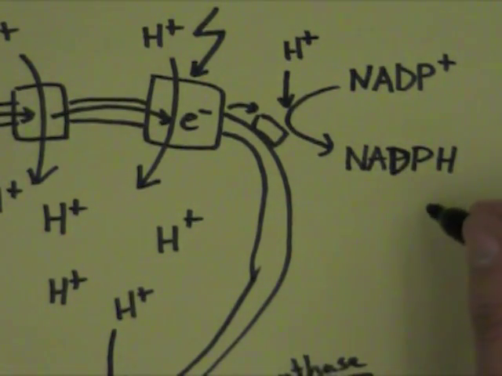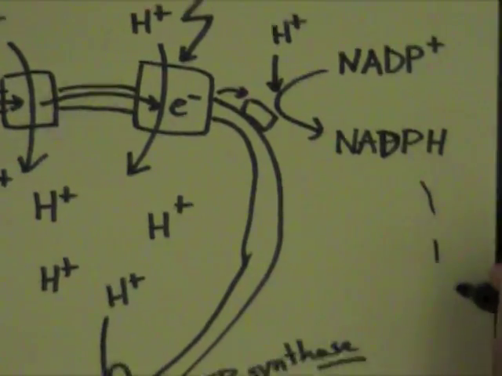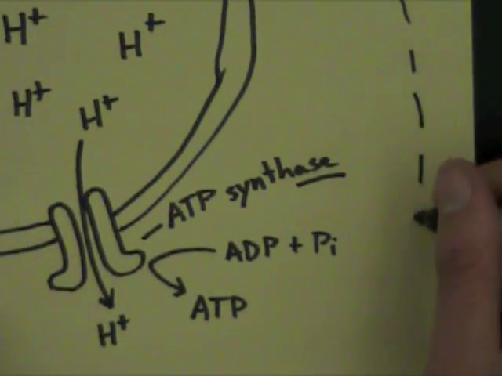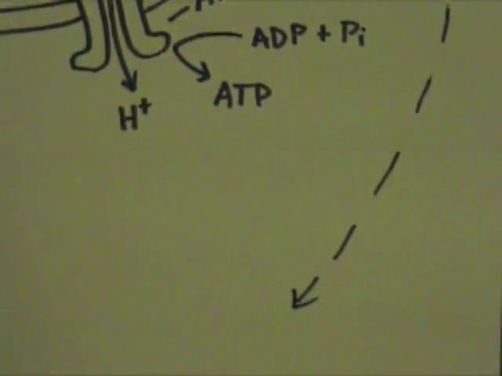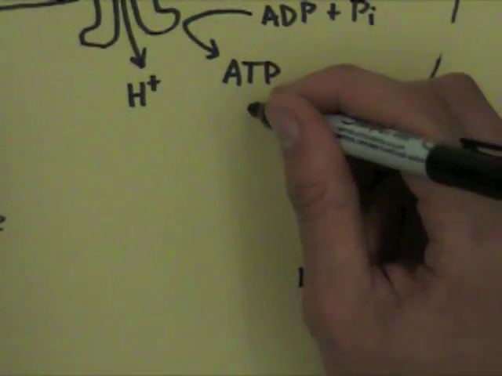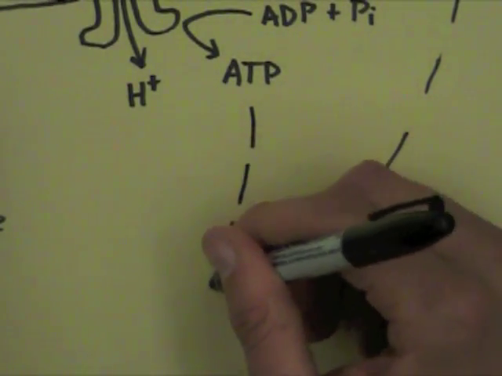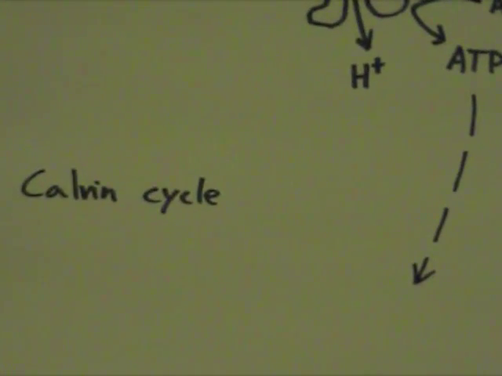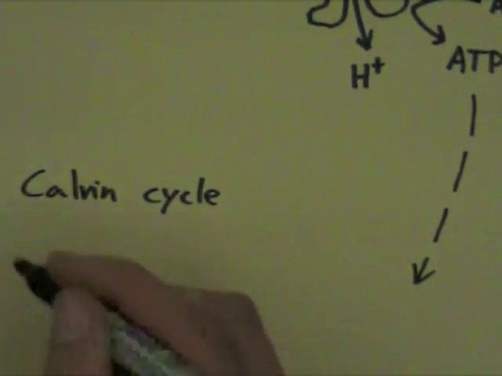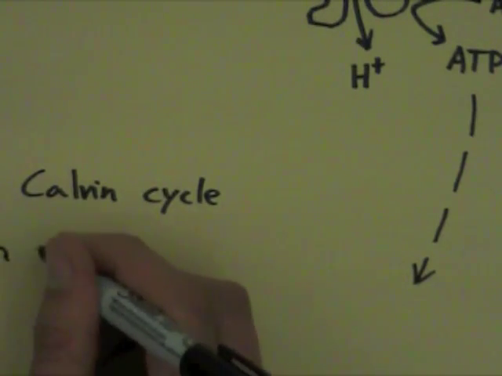This high energy electron carrier is going to be used in our next chemical reaction. So I'm going to draw a dotted line showing it going all the way down to the Calvin cycle. The ATP is also going to be needed in the Calvin cycle. So let's talk about the Calvin cycle. This takes place in the stroma.